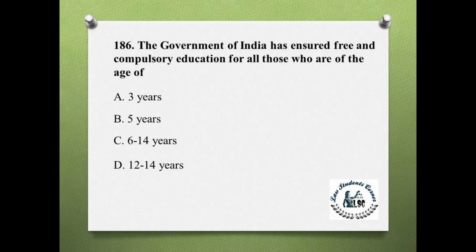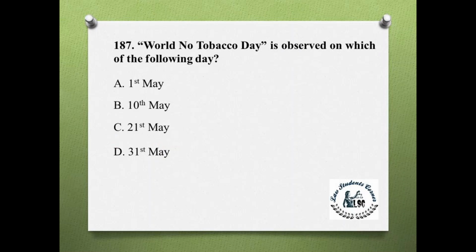Question number 186. The Government of India has ensured free and compulsory education for all those who are of the age of option A 3 years, option B 5 years, option C 6 to 14 years, option D 12 to 14 years. Correct answer is option C 6 to 14 years. Question number 187. World No Tobacco Day is observed on which of the following days? Option A 1st May, option B 10th May, option C 21st May, option D 31st May. Correct answer is option D 31st May.